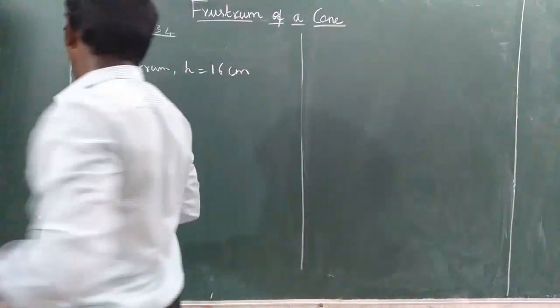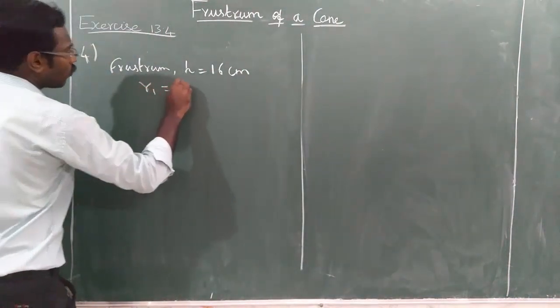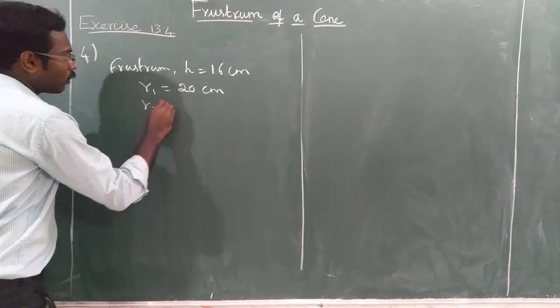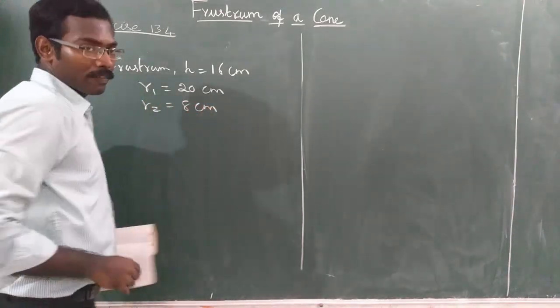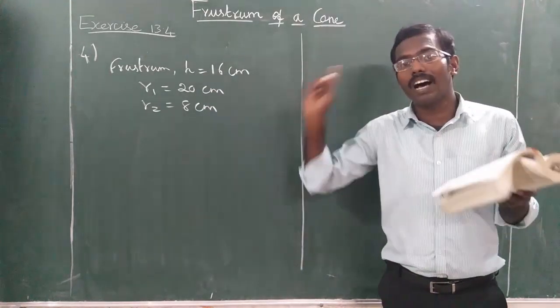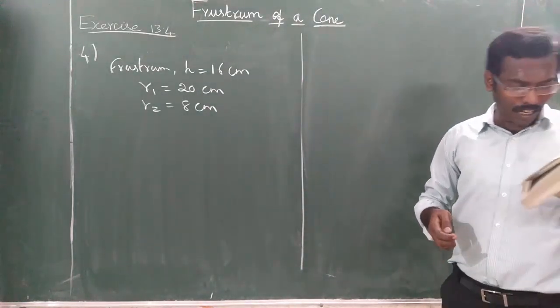The bigger one is R1. So R1 is equal to 20 centimeter, the bigger one, and the smaller one R2 is equal to 8 centimeter. Okay, they have not given R1, R2. You have to understand the bigger one is R1 and the smaller one is R2.